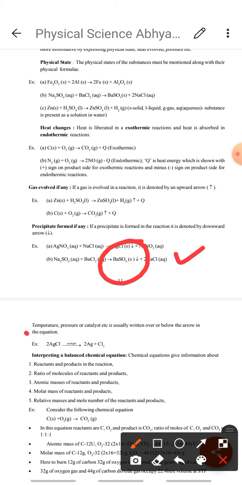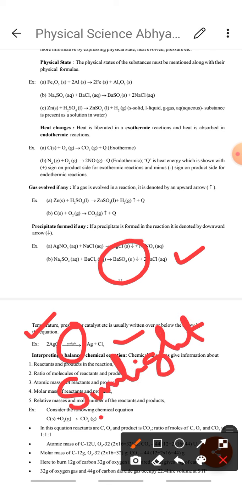In another case, silver chloride decomposes, giving silver and chlorine. This occurs in the presence of sunlight. So this is the specific condition in some reactions. So this information can be obtained from the chemical equations.